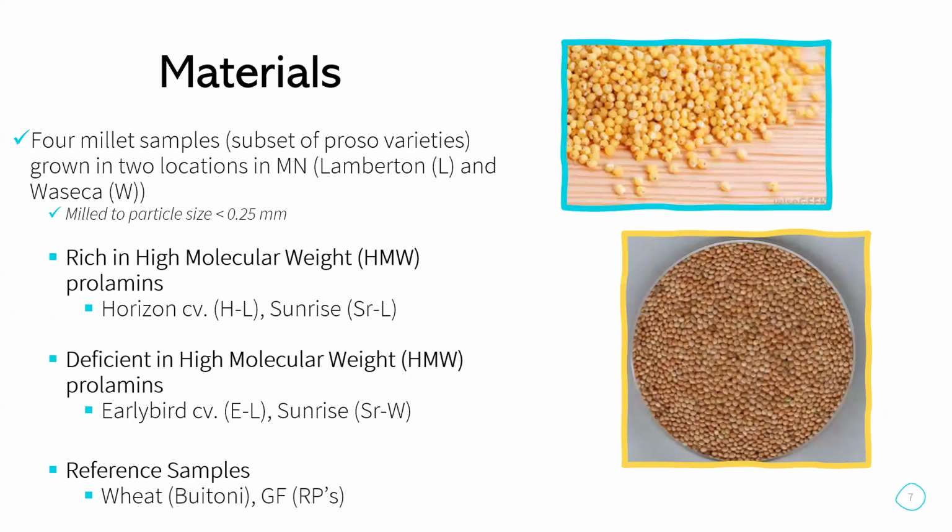So looking at the materials and methods for this project, they used 4 proso millet samples. Proso is just the variety. They were grown in 2 locations in Minnesota, Lamberton and Waseca. They separated them into 2 groups: the ones that were rich in high molecular weight prolamins and the ones that were deficient in high molecular weight prolamins. And then they also used 2 reference samples. One was the gluten-free pasta that I talked about before, and then another one is just a traditional wheat pasta that is also a fresh pasta, so not dried.